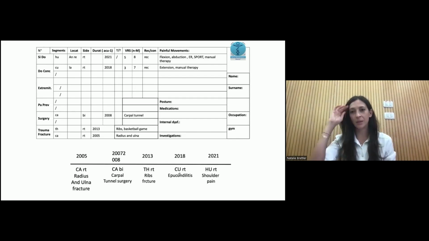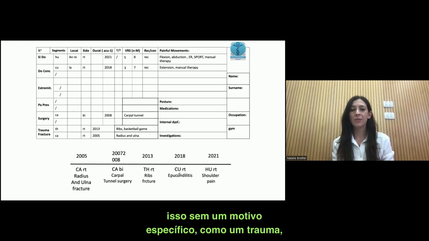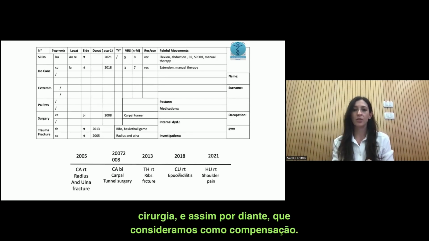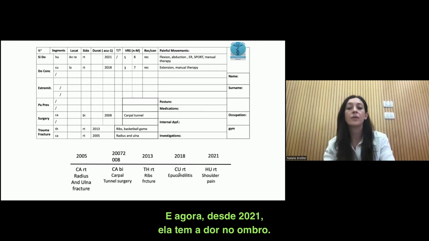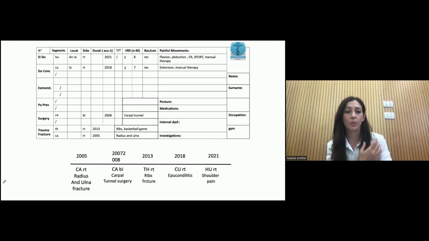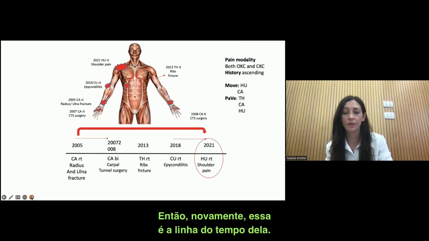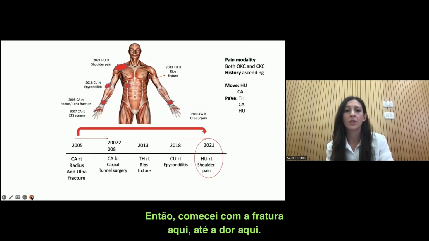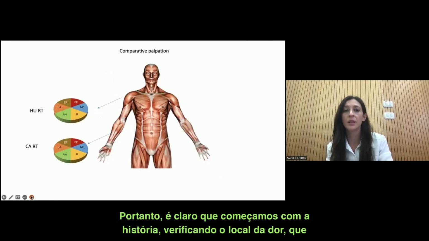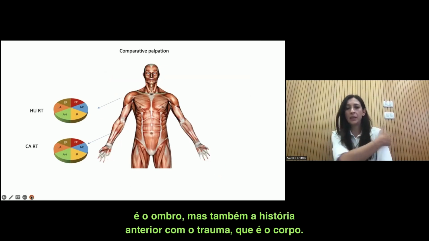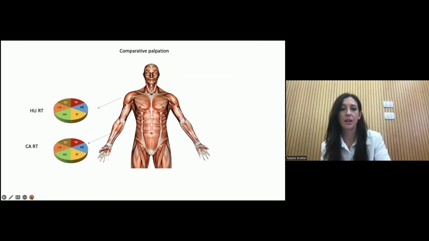Again, every symptom that appears without a specific reason, such as trauma, surgery, and so on, we consider as compensation. And now she had, since 2021, the shoulder pain. So again, this is her timeline. It started from the fracture here up to pain here. So of course, we're starting from the history, checking the site of pain, which is the shoulder, but also the previous history with the trauma, which is the carpus.